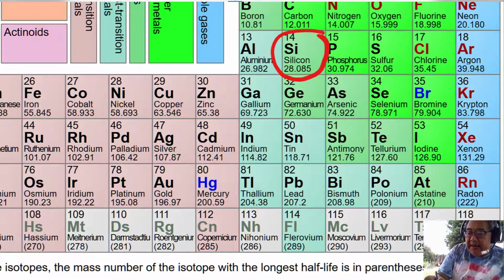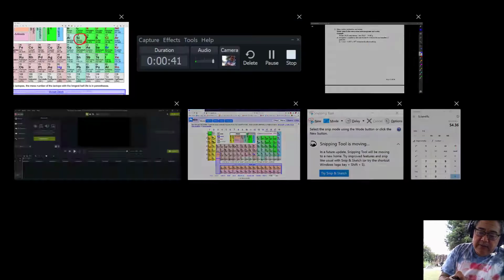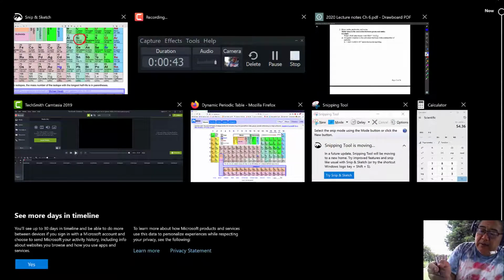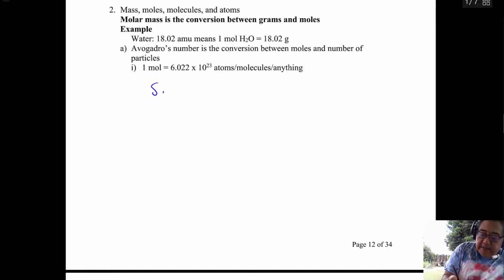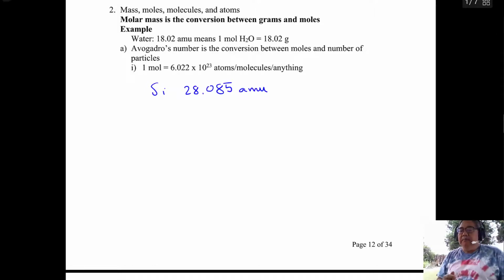And it has an average atomic mass, and we learned that last chapter, of 28.085. Okay, so let me go back and we'll talk about that just a little bit. Si is 28.085 atomic mass units. So if you have one atom, that's how much it weighs.